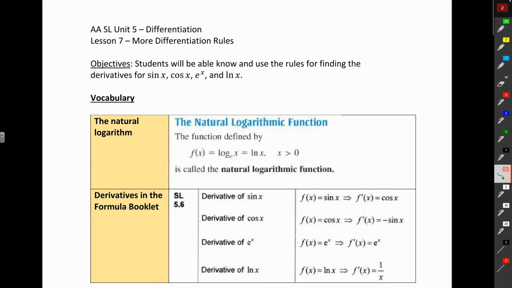Hi everyone, in this lesson we're going to be looking at some more differentiation rules. We're going to be looking at the derivatives of sine, cosine, e to the x, and ln of x. And don't worry, you don't have to memorize any of these. They're in your formula booklet, so let me show you that.